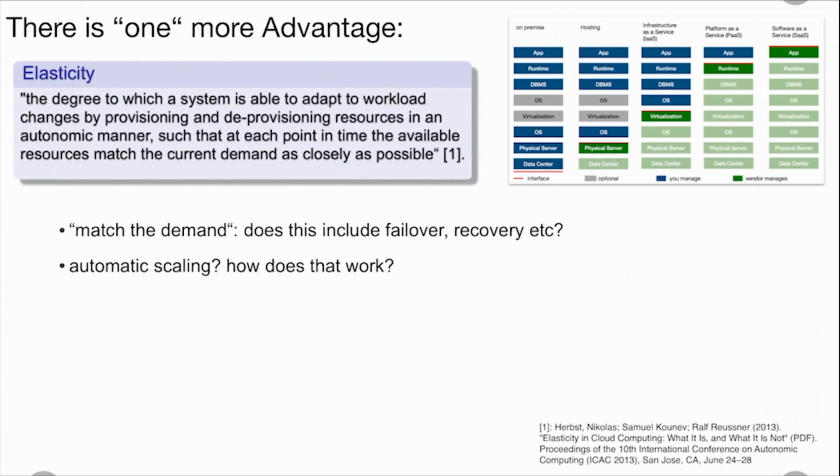Yeah, there's one more advantage, and that is this elasticity aspect I mentioned before. So here's the definition of elasticity. The degree to which a system is able to adapt to workload changes by provisioning and deprovisioning resources in an autonomic manner, such that at each point in time, the available resources match the current demand as closely as possible. Think again about the pizza example.